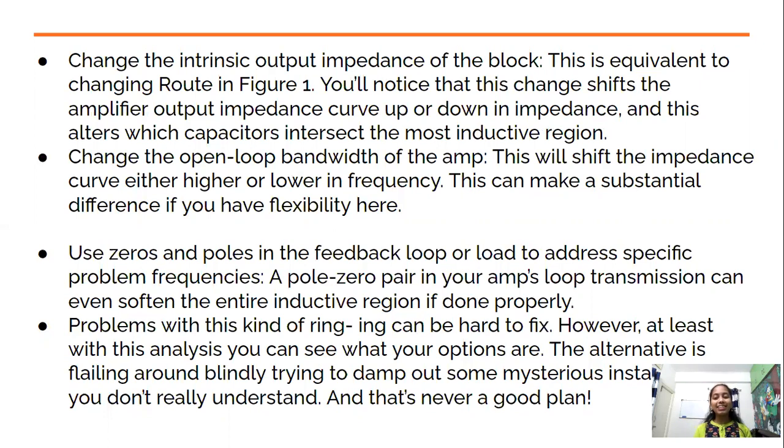You will notice that this change shifts the amplifier output impedance curve up or down, and this alters which capacitors intersect the most inductive region. Use zeros and poles in the feedback loop or load to address specific problem frequencies. The problems with this kind of ringing can be hard to fix. However, at least with this analysis, you can see what the options are, and the alternative is flailing around blindly trying to tamp down some mysterious instability that you don't really understand.